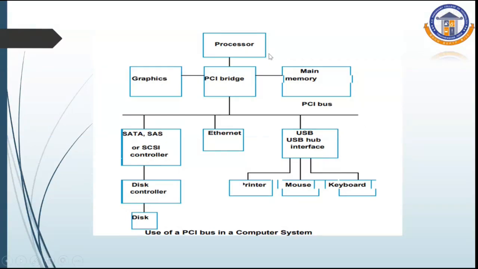This is the actual PCI bus in a computer system. Here we have a processor and a line called the PCI bus. This PCI bus is connected to several I/O devices. For example, the disk, printer, mouse, keyboard, everything is connected with the PCI bus. This PCI bus is connected with the processor with the help of a PCI bridge. This bridge connects the graphics interface and also the memory. So the bridge transfers the data between the processor and the I/O device. The processor and the I/O device are connected through the PCI bus, and the bridge acts as an interface between the PCI bus and the processor.